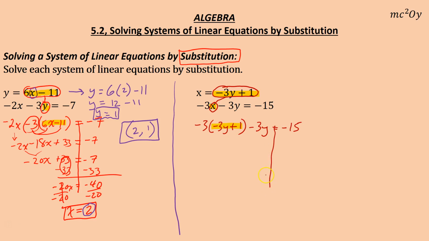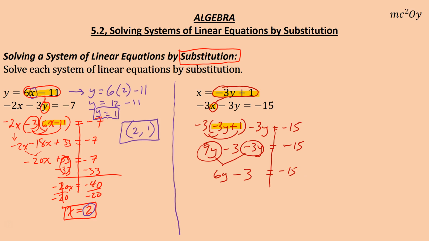I'm going to simplify the left-hand side. So I get 9y, and negative 3 minus 3y equals negative 15. Going to combine like terms: 9y minus 3y is 6y. And then we'll bring down the negative 3 equals negative 15.